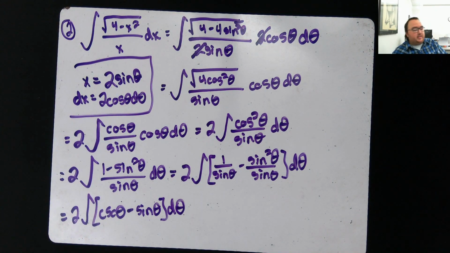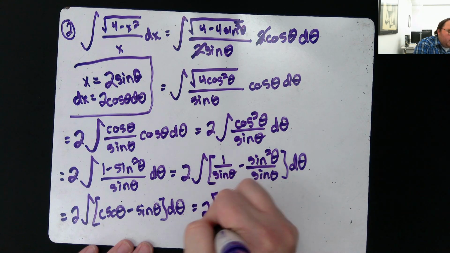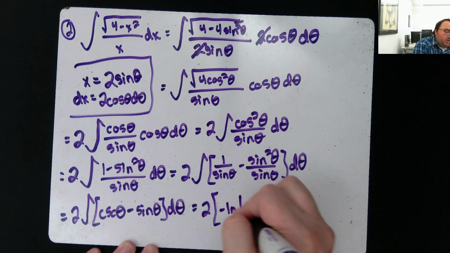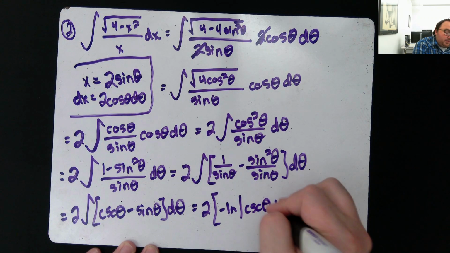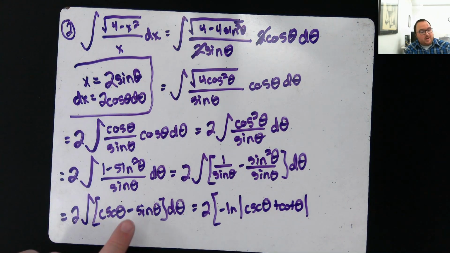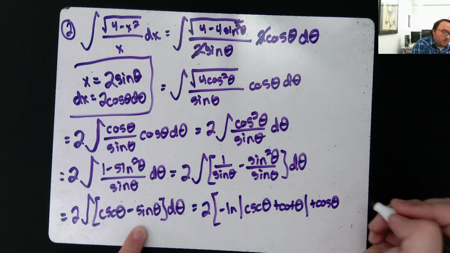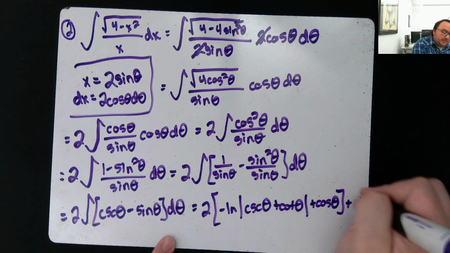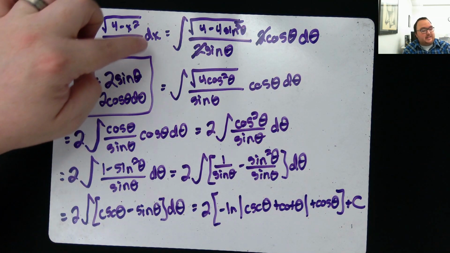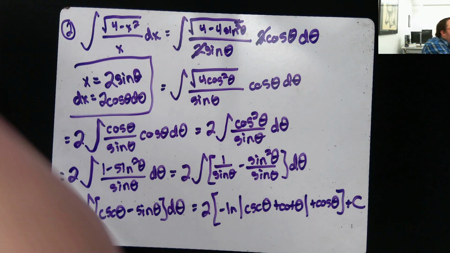So now I can just take the antiderivative of each of those. The antiderivative of cosecant is negative natural log of the absolute value of cosecant theta plus cotangent theta. And the antiderivative of negative sine is positive cosine plus c. But I can't stop quite yet because this is dx, which means I need it in terms of the x. I'm going to have to get another board.